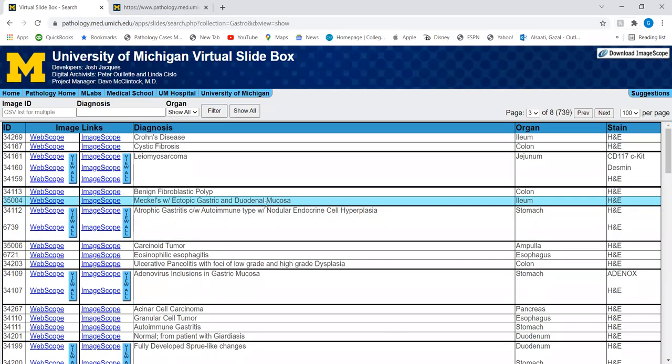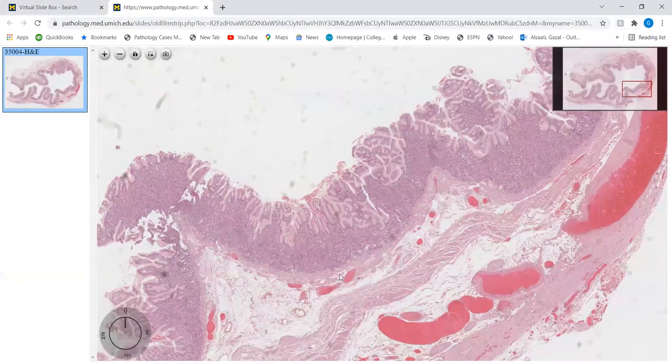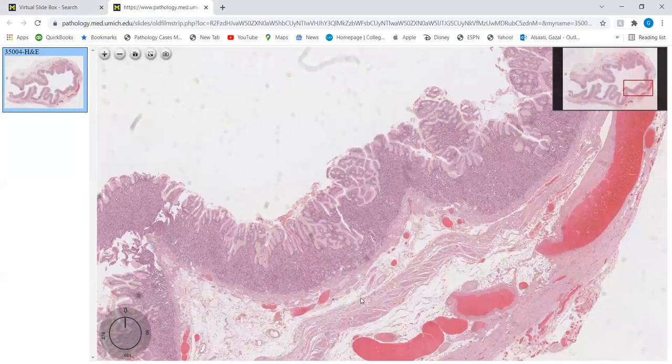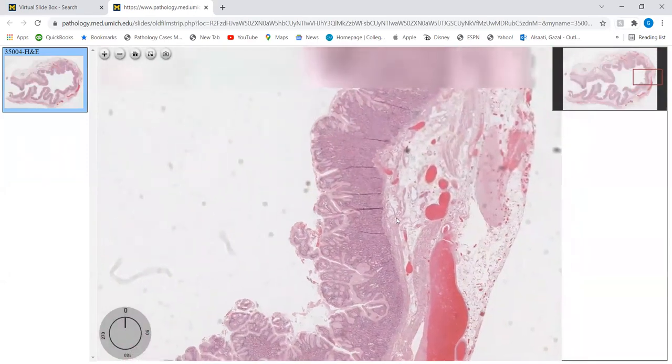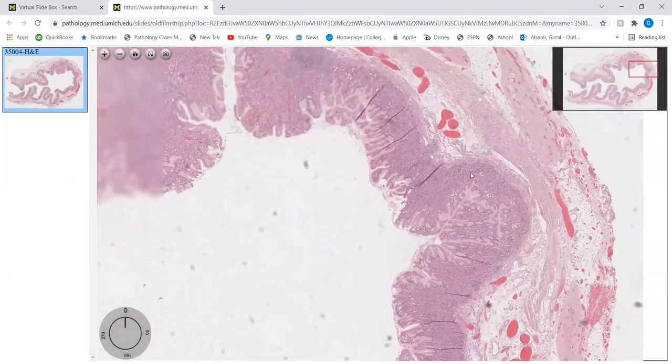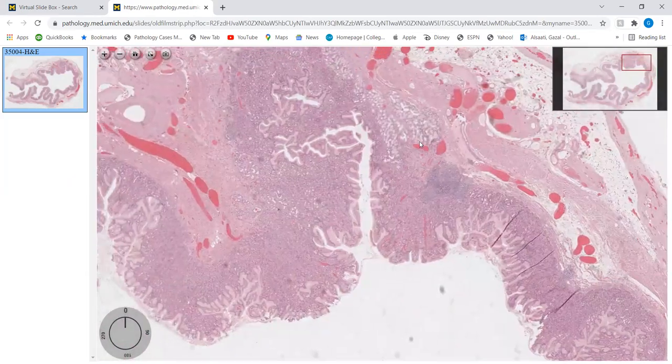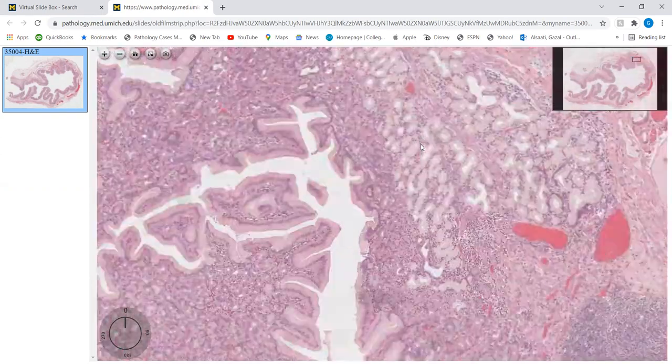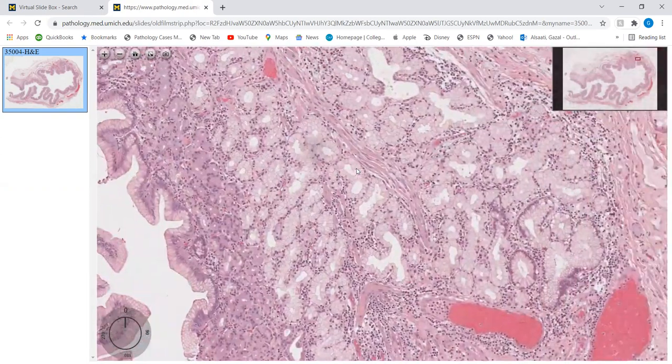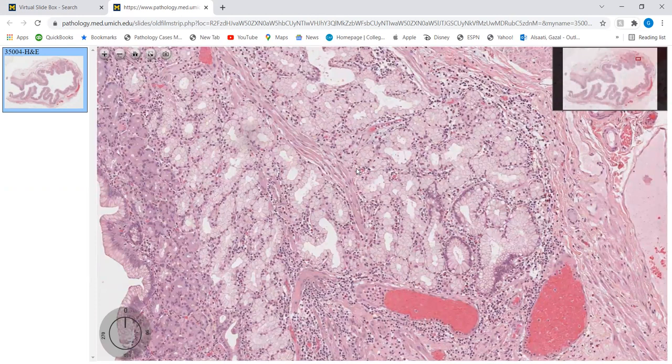Meckel's, gastric, and duodenal mucosa. Interesting. I was expecting a pancreas. But if he wants us to find duodenal type mucosa, let's find it. There you go. Brunner's gland. Saw that? All right. So beautiful, beautiful, beautiful.